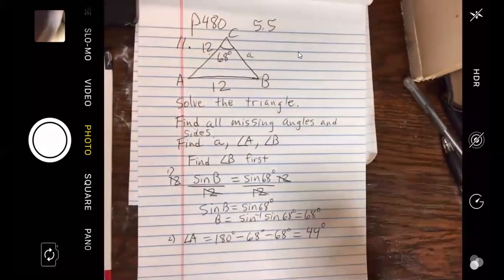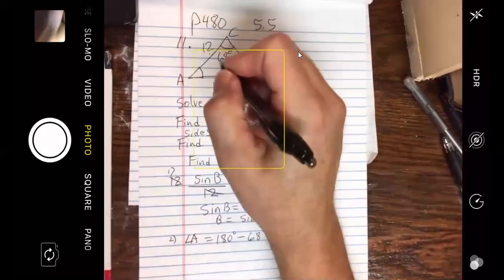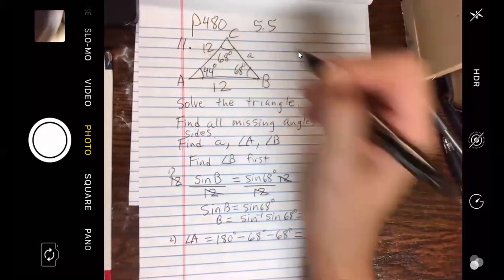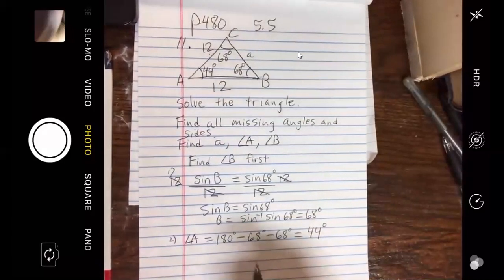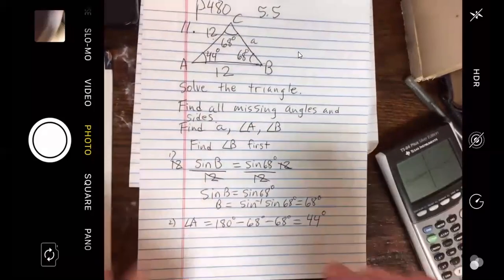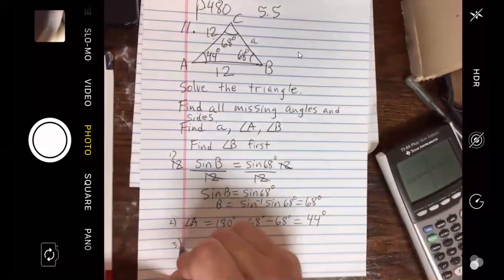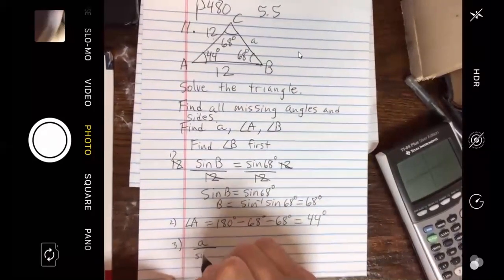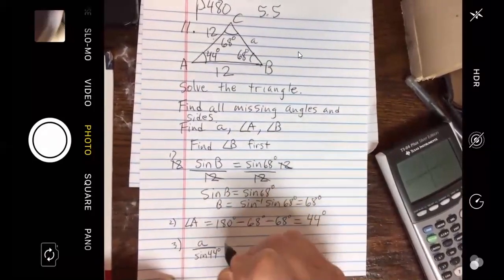And now you can play the third side, little a, however you want. We got this at 44, we got this at 68. You can't do Pythagorean theorem here. Can't use that, it's not a right triangle. So I'll play it A, since we want it directly, over sine 44 degrees.